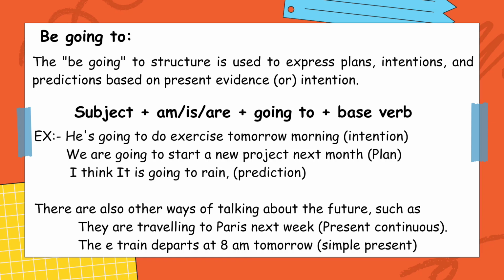I think it is going to rain. Prediction. There are also other ways of talking about the future, such as they are traveling to Paris next week. This is present continuous. The train departs at 8 a.m. tomorrow. Simple present tense. So we use present continuous tense or simple present tense to talk about future tense.